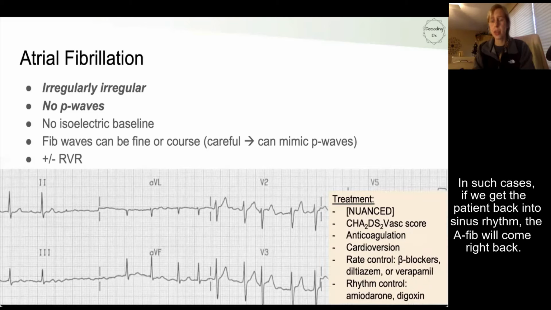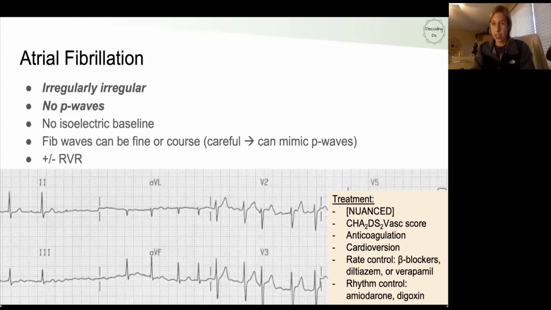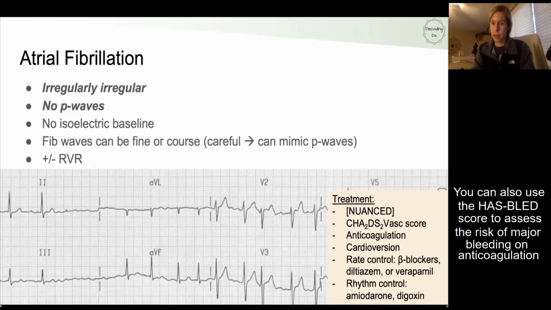Talking about the treatment, it's very nuanced. This is very much its own topic. You'll definitely want to use the CHADS-VASc score in anyone with atrial fibrillation. That will help you determine whether or not they need anticoagulation if it's non-valvular A-fib.